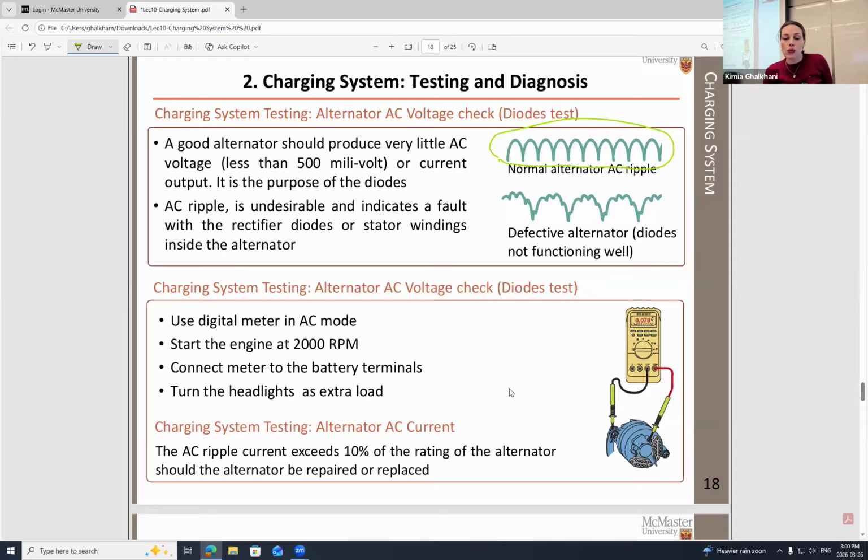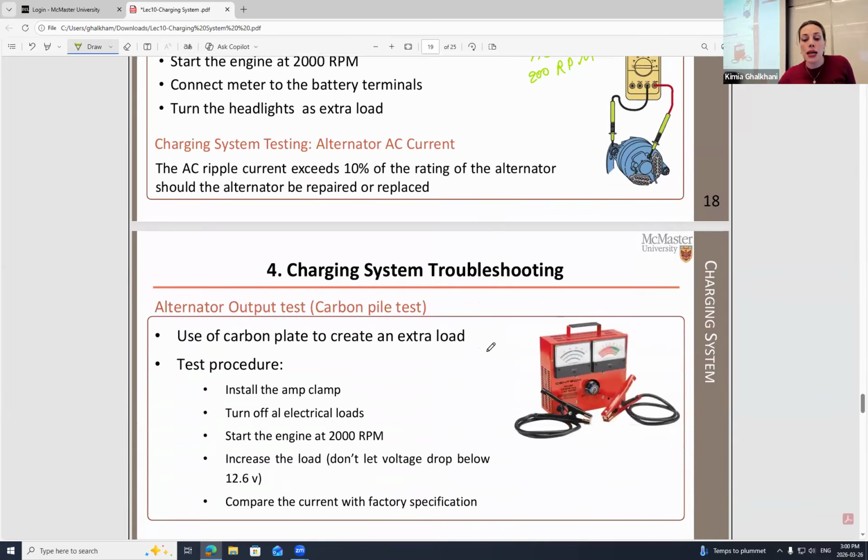And of course, the last one is the diode test. Again, you have to be on AC mode. You have to consider 2000 RPM. You have to connect your multimeter to the battery. And then, of course, you have to turn on the headlight to activate your system in order to measure. If you have something at around 0.078 volt, it means your system is a good one. Otherwise, your system is faulty.